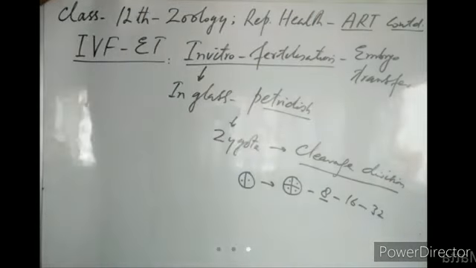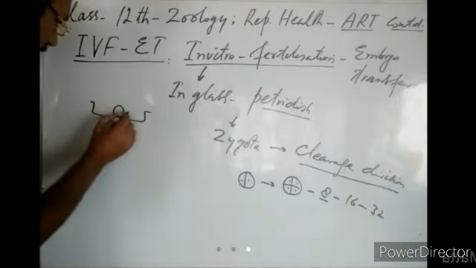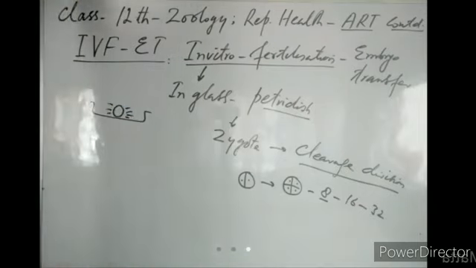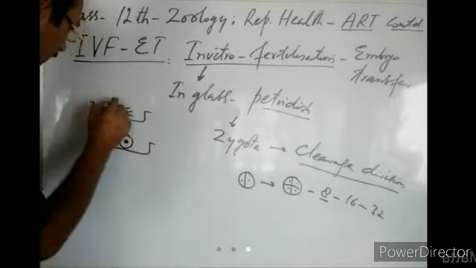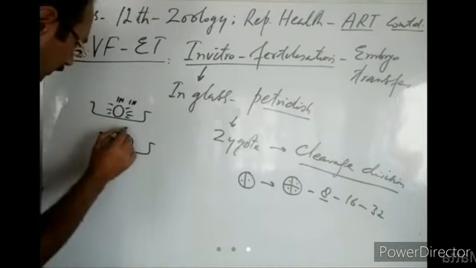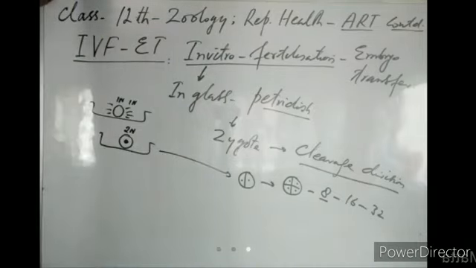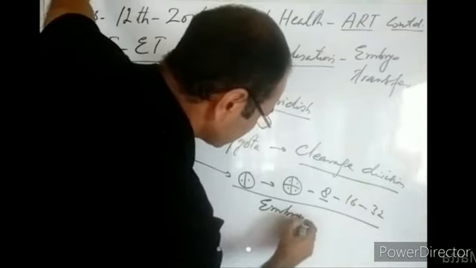So in this IVF-ET, the ovum from the female is collected, sperms from the male are collected, right? Then they are put together in a glass petri dish, where a sperm fertilizes the ovum. When the ovum is fertilized, it becomes a zygote. This ovum was haploid, sperms were haploid. Now it becomes a diploid zygote. Then this zygote undergoes cleavage divisions. It forms two-cell stage, four-cell stage, eight-cell stage, 16-cell stage, 32-cell stage. So we say embryo formation begins, right?